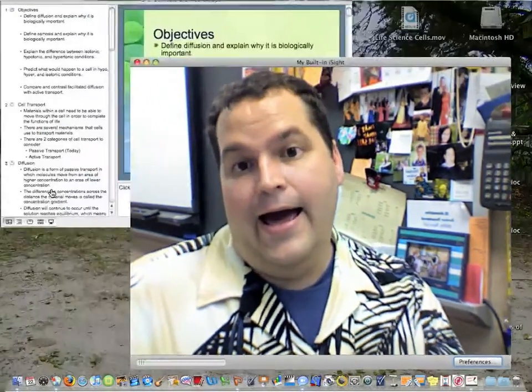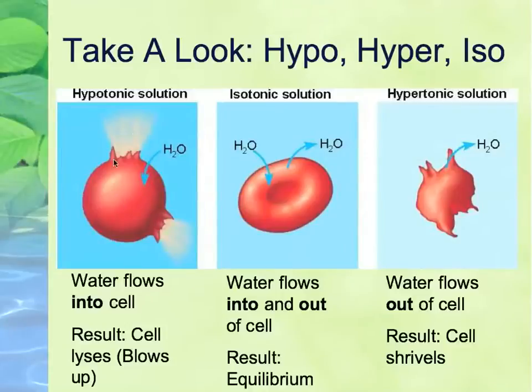In a hypotonic solution, the solution has more water. There's a higher concentration of water, but a lower concentration of solute. Okay? In an isotonic solution, there's an equal concentration. And in a hypertonic solution, we have more solute, which means we have less water.